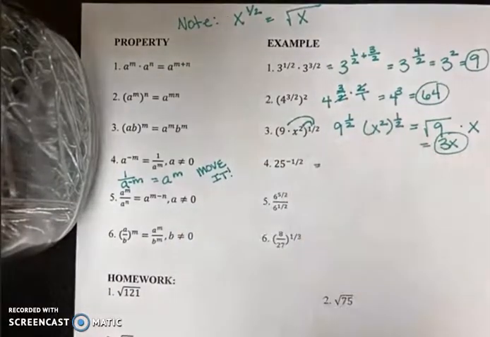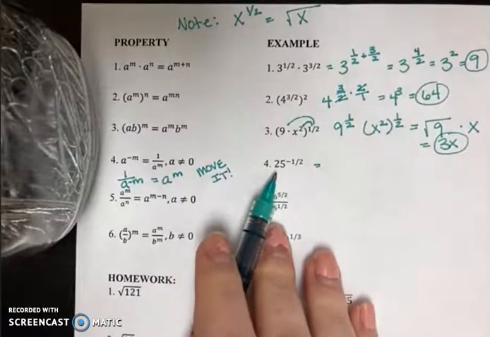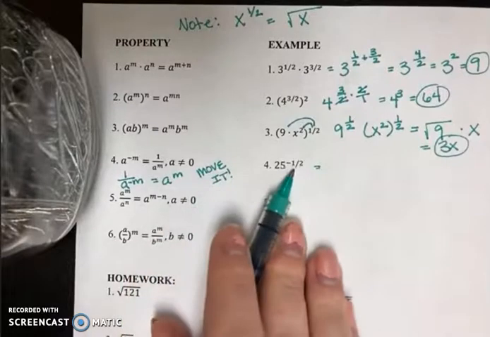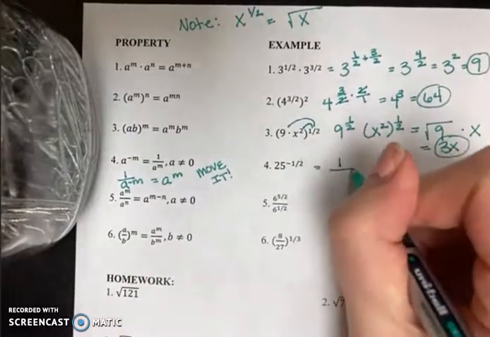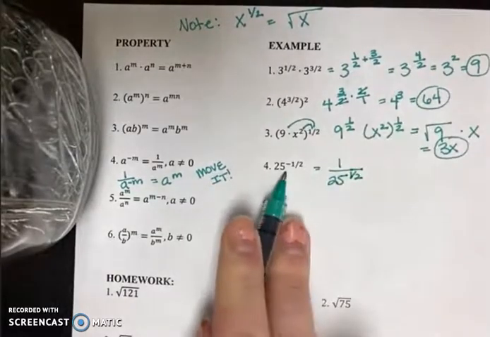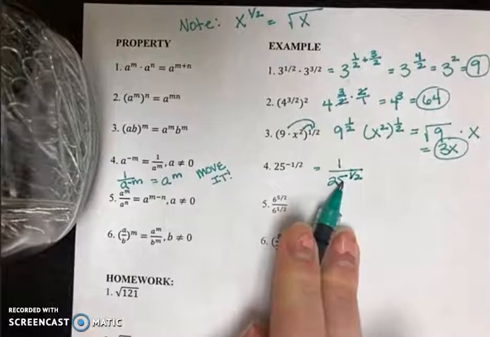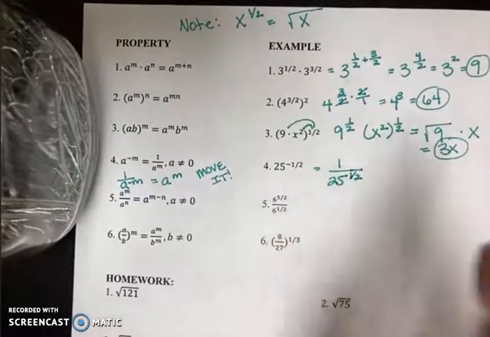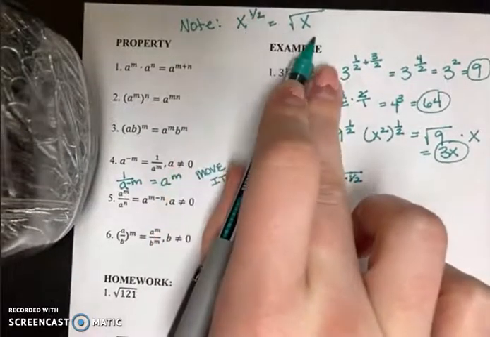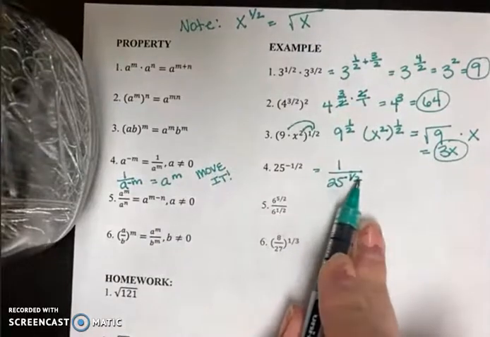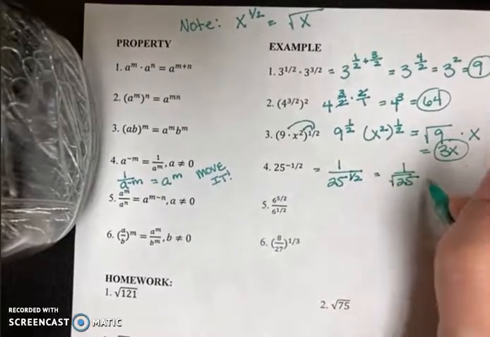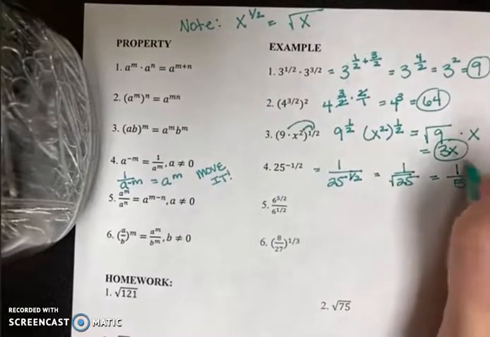Okay, that being said, example 4. We have 25 to the negative 1/2 power. I first need to move it from the numerator's position to the denominator. So it just becomes 25 to the 1/2 power. That act of moving it has now made the exponent positive. And remember, I just said that when it's x to the 1/2 power, it's equivalent to the square root. So that's equivalent to 1 over the square root of 25, or 1/5.